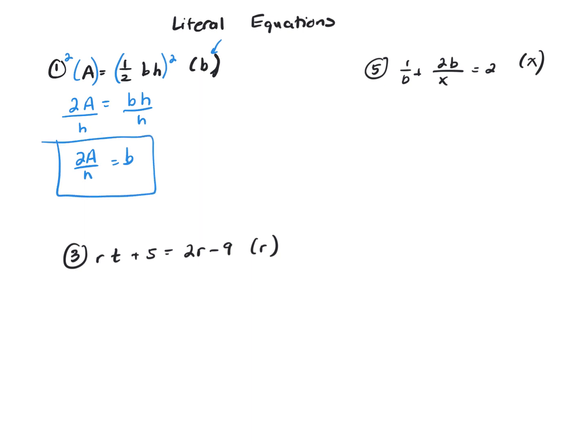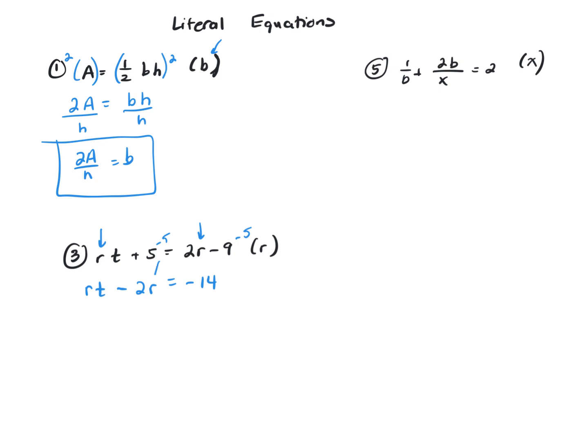Number 3, I'm solving for r. I see an r here and here. I want to get those on the same side, so I'm going to subtract 2r from both sides, minus 2r. Let's subtract 5 from both sides, and that will give me negative 9 minus 5, which is a negative 14.